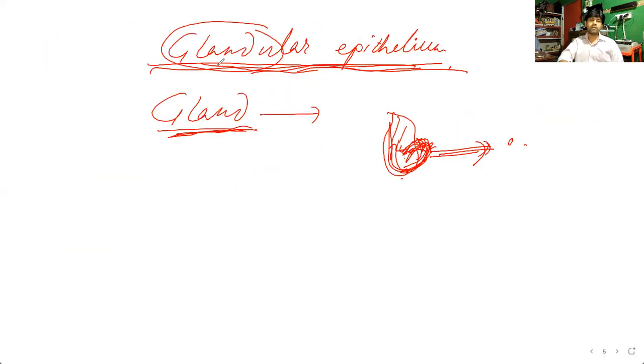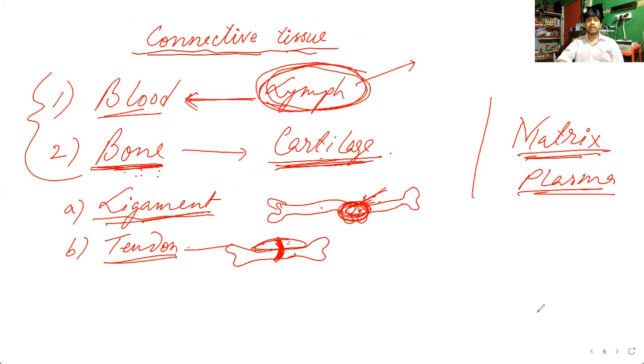Then we discussed the glandular epithelium. So some epithelial tissue gets converted into a gland, that is the glandular epithelium. Then we discussed the connective tissue. So blood and bone are the main connective tissues. Blood contains the plasma, RBC, WBC, and the platelets. And secondly, we have discussed the lymph. Lymph is similar to blood, but some things which are present in blood are not there in lymph.